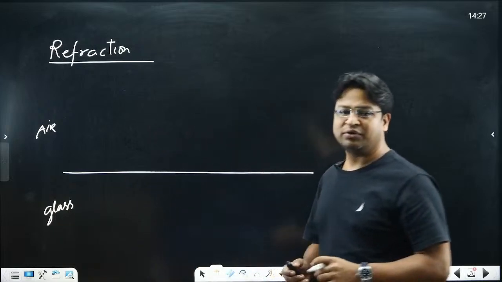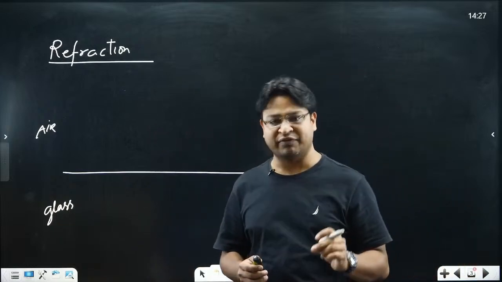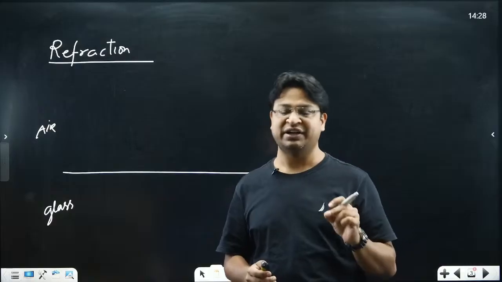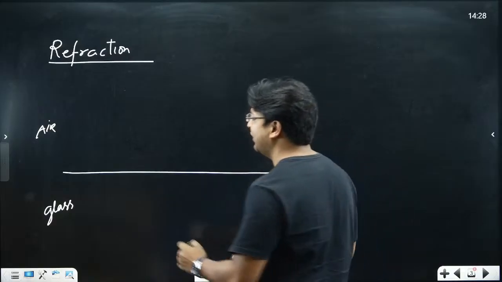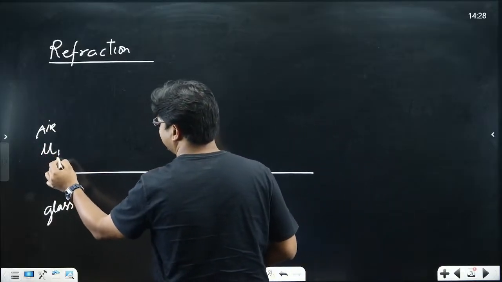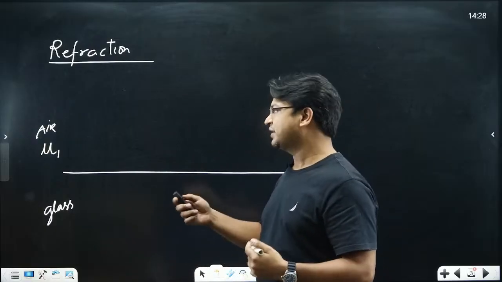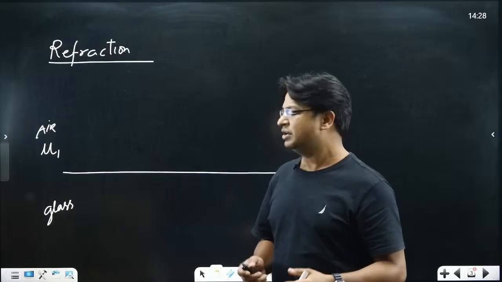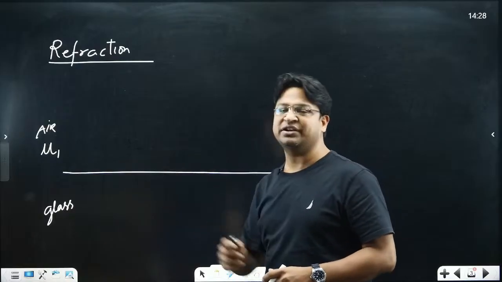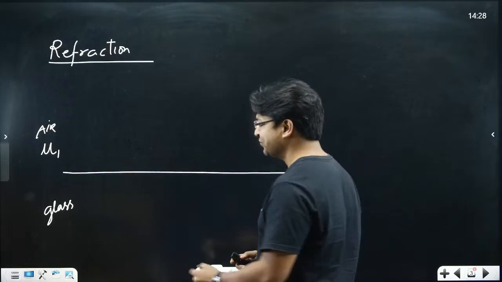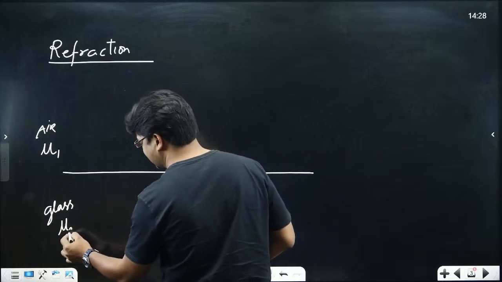Now, different media have different refractive indices. So let the refractive index of air be represented by mu1. We know that it will be 1. The refractive index of air is considered to be 1, but let me write it in the form of a symbol as mu1. The refractive index of glass is, let's say, mu2.